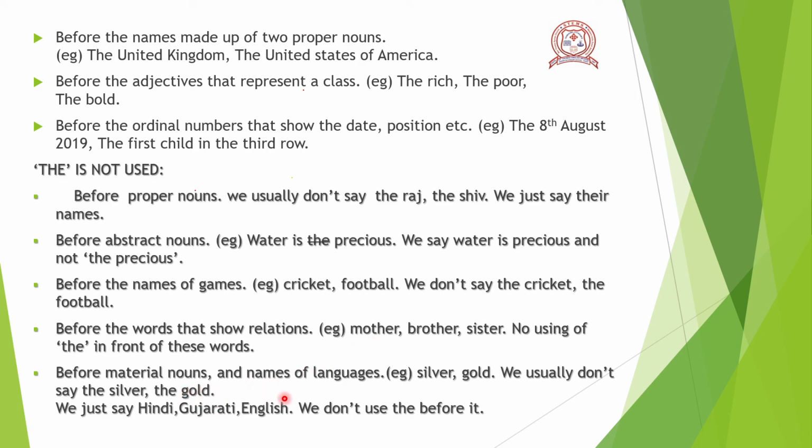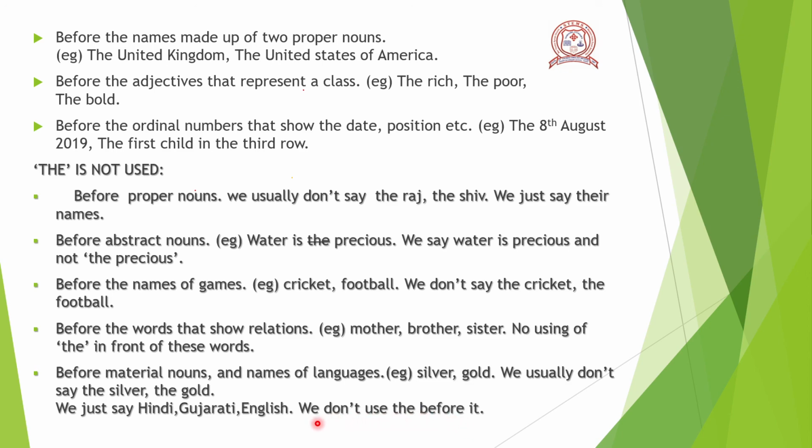Before material nouns and names of languages. Example, silver, gold. We usually don't say the silver, the gold. And also for the languages, we just say Hindi, Gujarati, English. We don't use the article the before it.